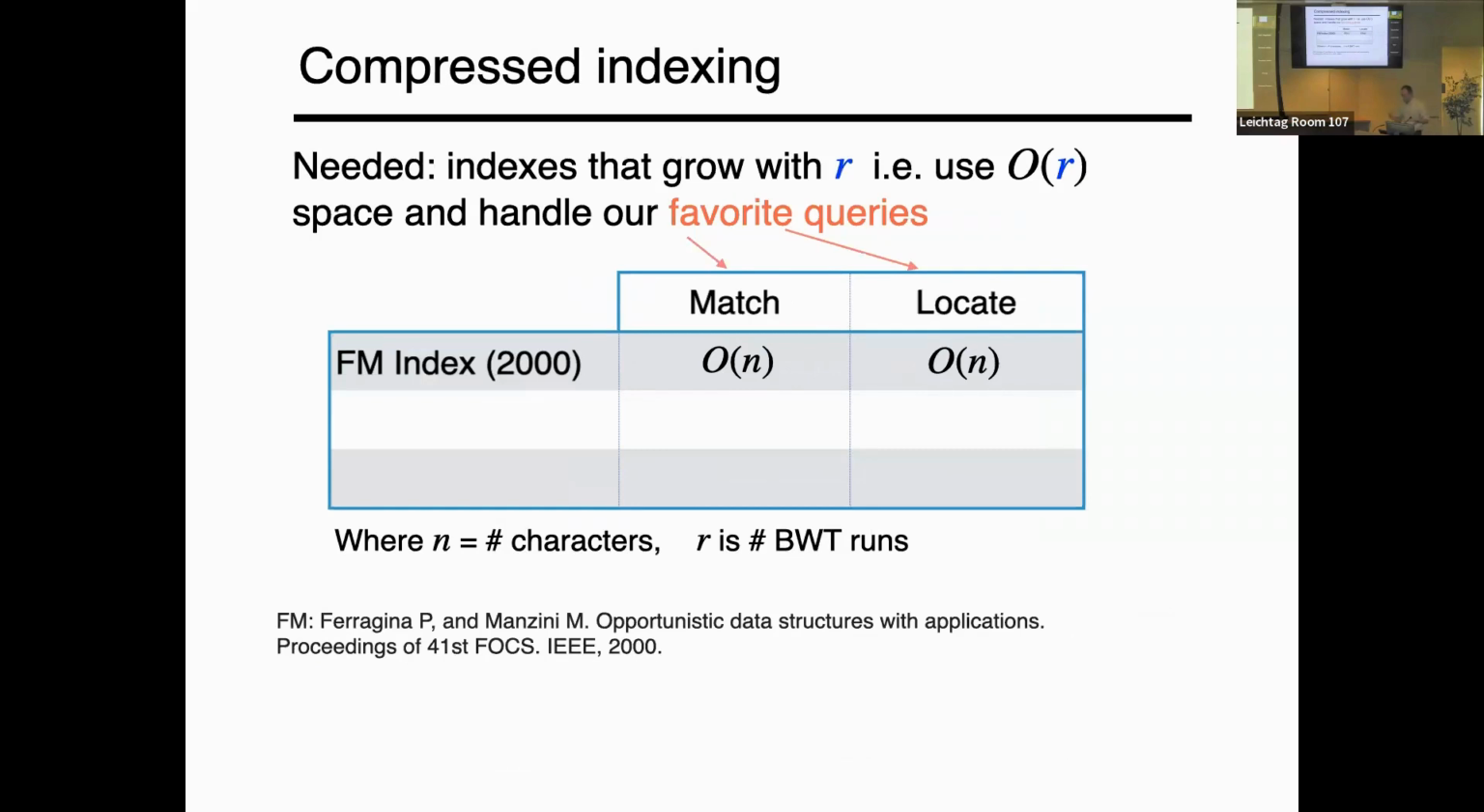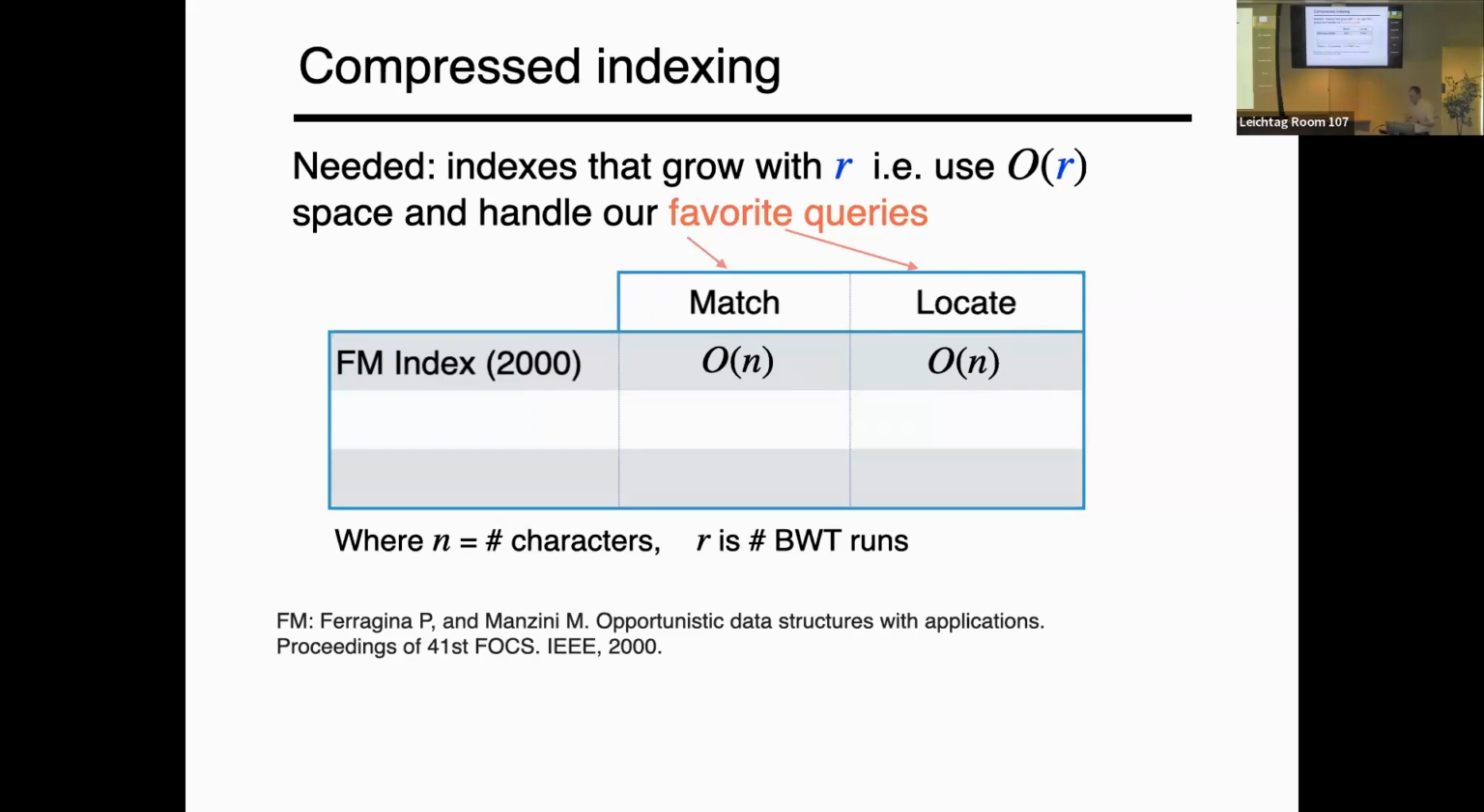So the paper that furnished the kind of ideas that went into Bowtie and BWA, that FM index paper, appeared in 2000 in a computer science conference, the Foundations of Computer Science conference. It did not achieve big O of R anything, right? Those runs were there in the BWT that it would compute, but it wasn't yet thinking in terms of trying to exploit those runs in any way, except for some mild compression.